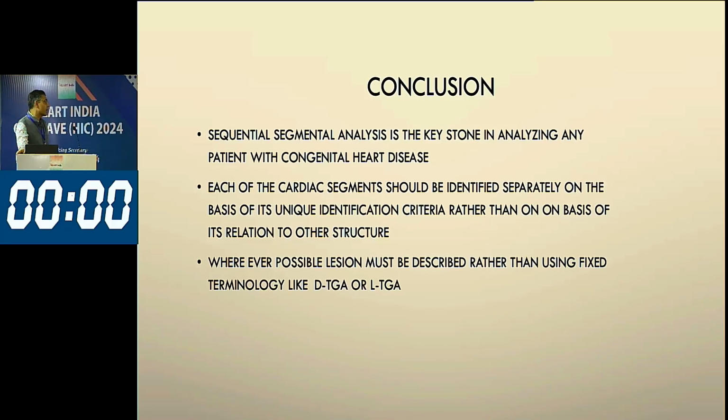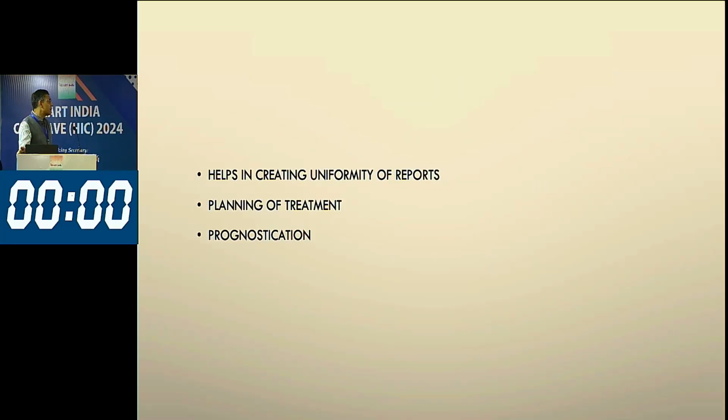In conclusion, sequential segmental analysis is a keystone in analyzing any patient with congenital heart disease. Each of the cardiac segments should be identified separately on the basis of its unique identification criteria, rather than on the basis of its relation to any other structure, which may be variable. Wherever possible, the lesion must be described rather than using fixed terminology like DTGA or LTGA. It helps in creating uniformity of reports, planning of treatment, and also in prognostication.